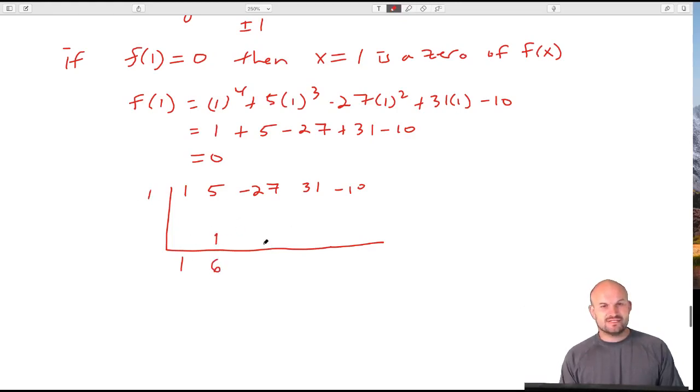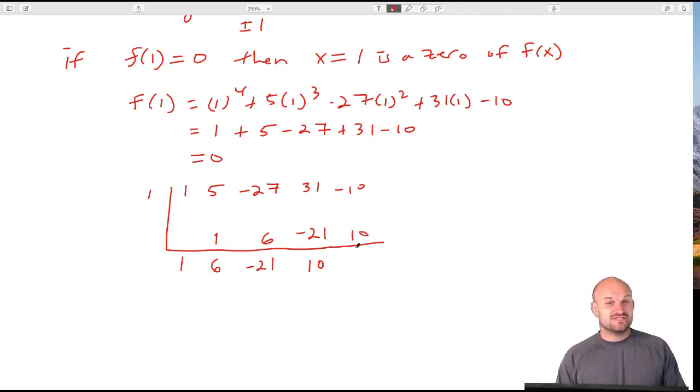6 times 1 is 6. Negative 27 plus 6 is negative 21. Negative 21 times 1 is negative 21. That becomes a positive 10. 10 times 1 is a positive 10.